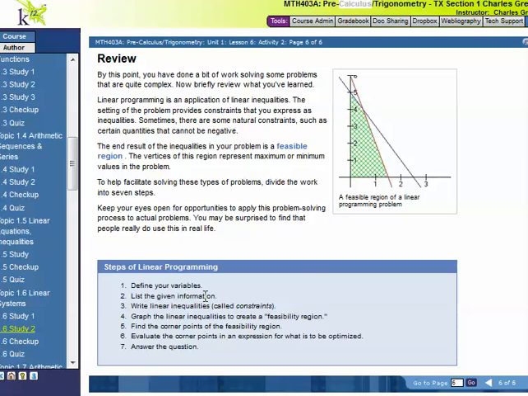Define your variables, list the given information, write a linear inequality. It's also called the constraints. Graph the linear inequalities, find the corner points, evaluate the corner points, and answer the question. That is the way you go about doing linear programming.